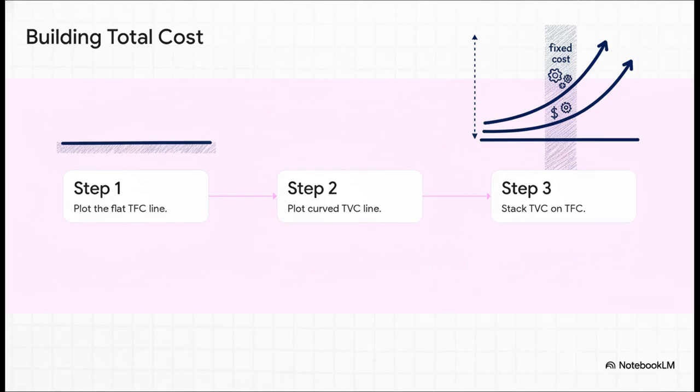The big takeaway here is how the final total cost curve is actually constructed. It's built by taking that curved variable cost line and just stacking it directly on top of the flat fixed cost foundation. That is exactly why the total cost curve starts higher up on the y-axis. It starts right where the fixed costs begin. And the gap between the total cost and variable cost curves, that will always perfectly equal your total fixed cost.